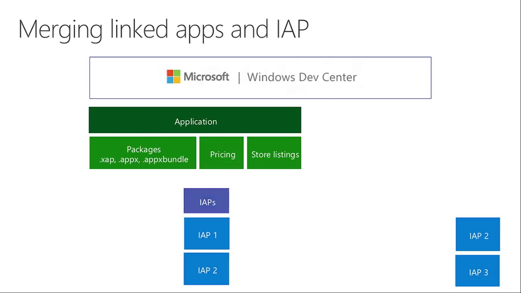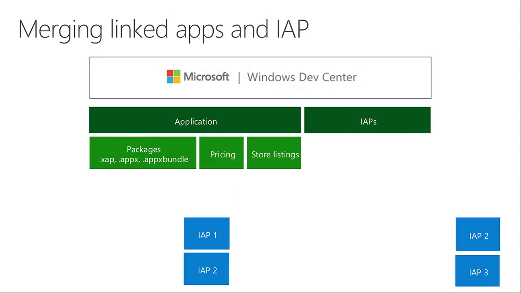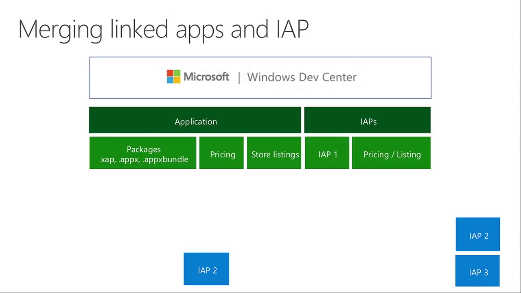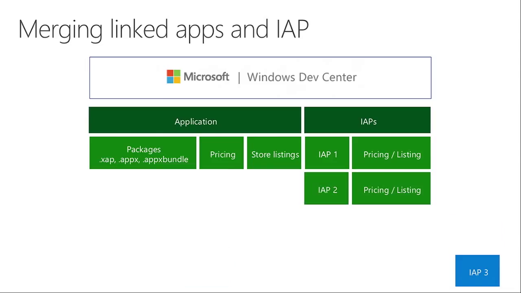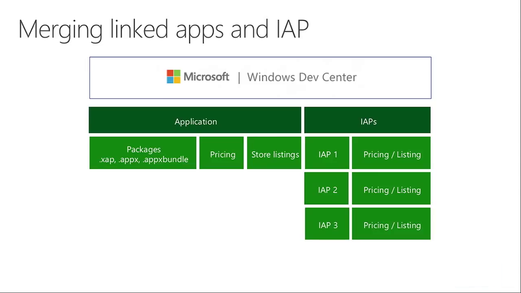So if we have a look at what happens here, the first one goes up with its own pricing and listing, which is important. Then on the second one, we take both of them and it merges as one. And then we have the third one. So in essence, when we used to have four in-app purchases, now we have three, because two of them are identical anyway. Okay, that's clear enough. So this is with merged in-app purchases.